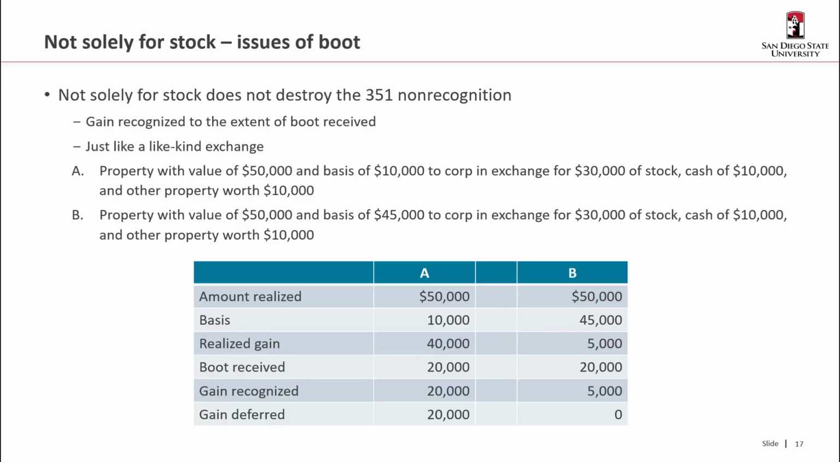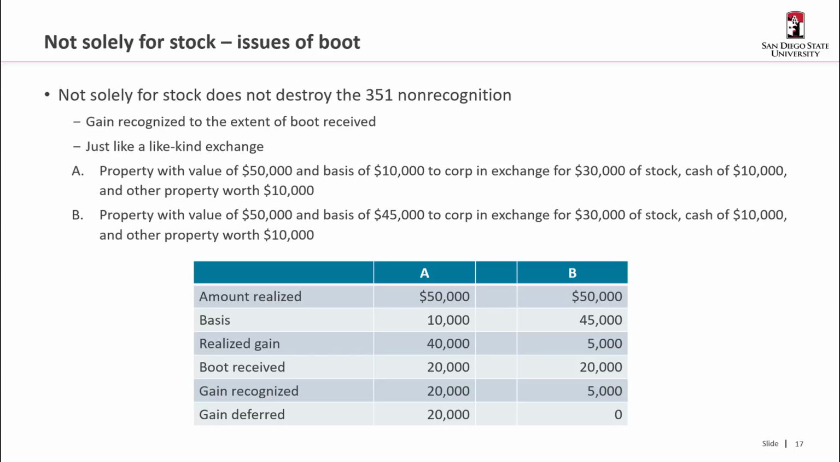However, we know that not solely for stock doesn't completely destroy 351. What happens is it just triggers boot to the party that receives something in exchange besides stock. So property with a value of $50,000, basis at $10,000, given to a corp in exchange for $30,000 worth of stock, $10,000 cash and other property worth $10,000.